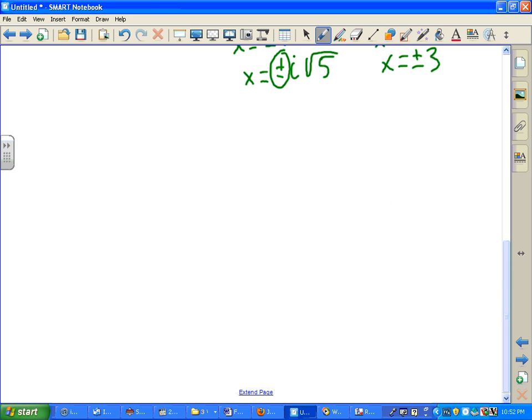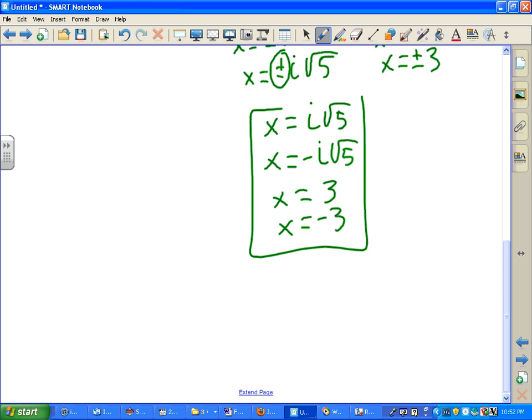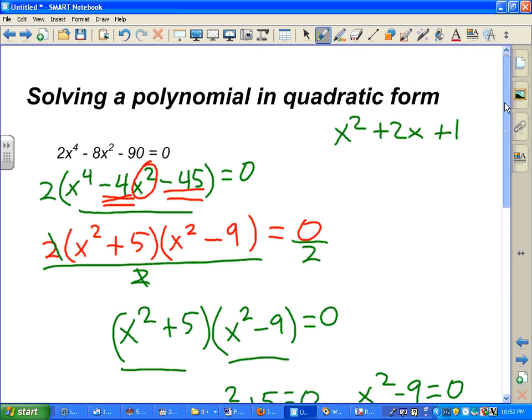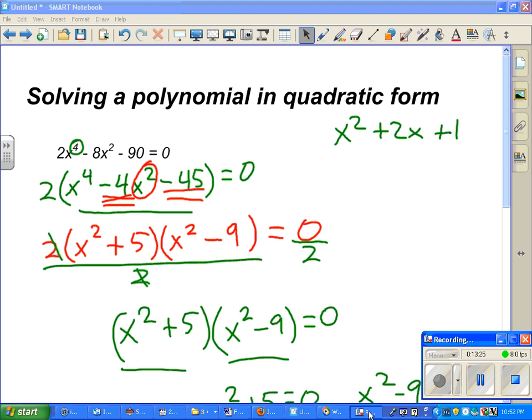Okay, so here are my answers. X equals i root 5. X equals negative i root 5. X equals 3. X equals negative 3. That's 4 answers, and how many was I supposed to get? Well, it's a quartic, so I'm supposed to get 4. Okay, simple enough.